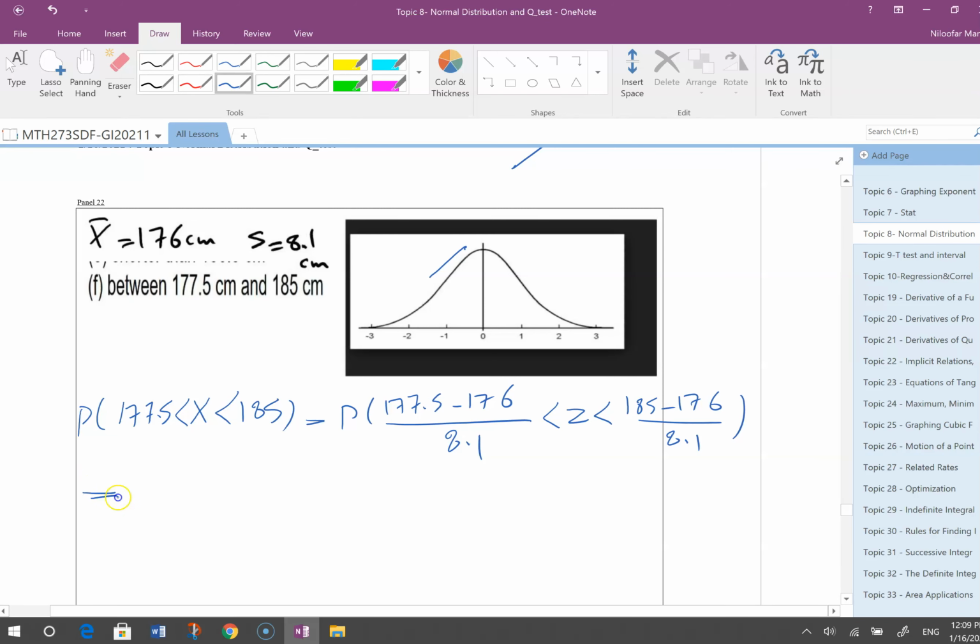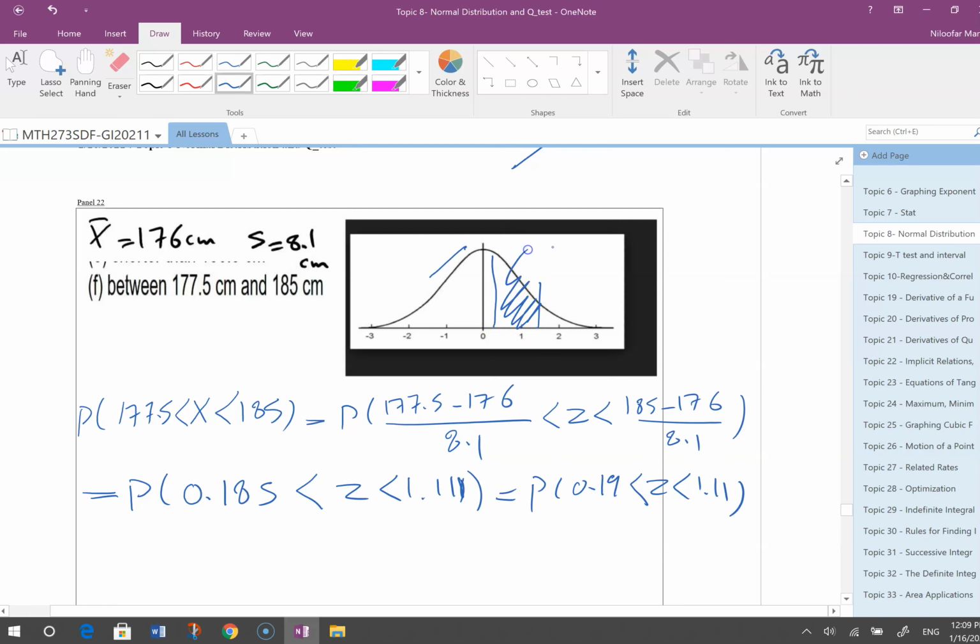Okay, so here this is the probability 0.185, and this 1.11. And then I do probability Z less than 1.11. See, I am here to here, right? So here to here, what can I do? I can say this part minus this part.